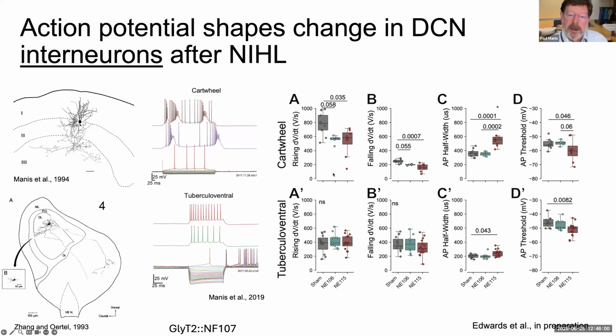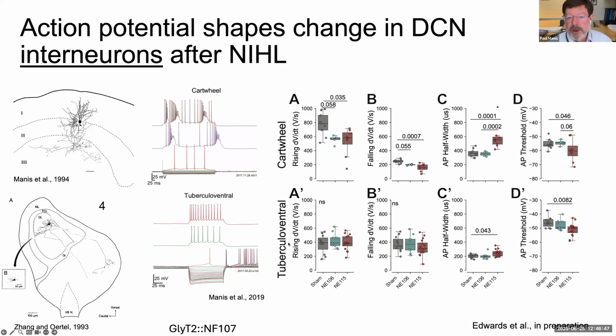And surprisingly, we saw changes in the action potential shapes in cartwheel cells. So we measured the very first action potential in these bursts, and we found that the rising rate of that action potential decreased after noise exposure. The falling rate of the action potential also decreased. So the action potentials became a little wider, and that's measured here in the action potential half width, particularly in the 115 dB group. In addition, the threshold, the voltage at which the action potential initiated, as measured as an increase in 20 millivolts per millisecond here, was decreased. So the cells are a little bit more sensitive to synaptic input. Their action potentials are a little wider.